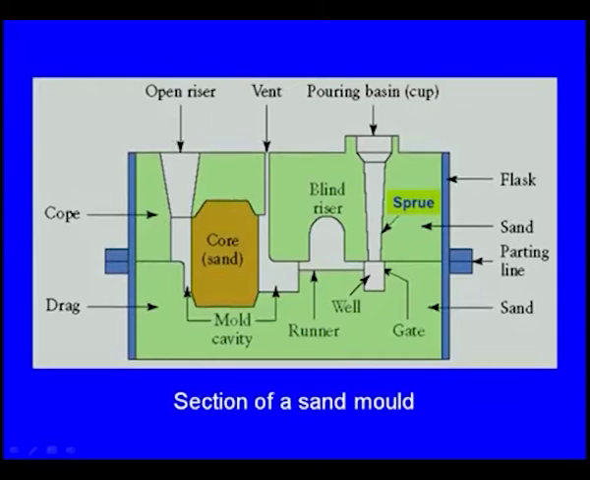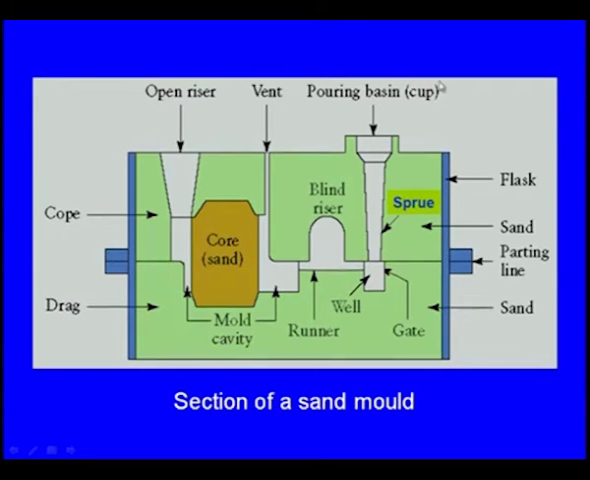Here we can see this is the lower moulding box, the drag, this is the upper moulding box, the cope, and this is the mould cavity, and this is a sand core, which means the molten metal comes like this and it flows around the core and finally it rises like this.